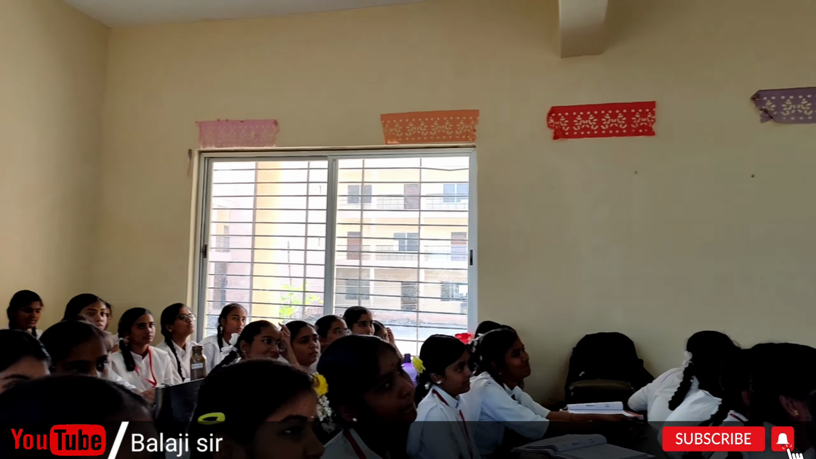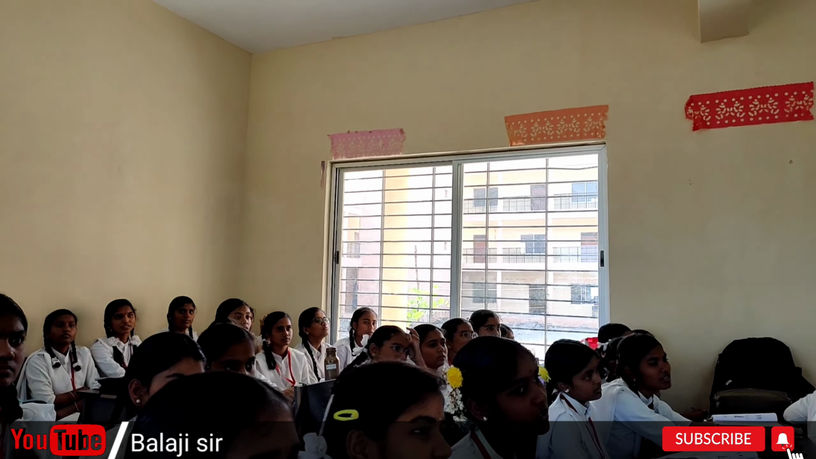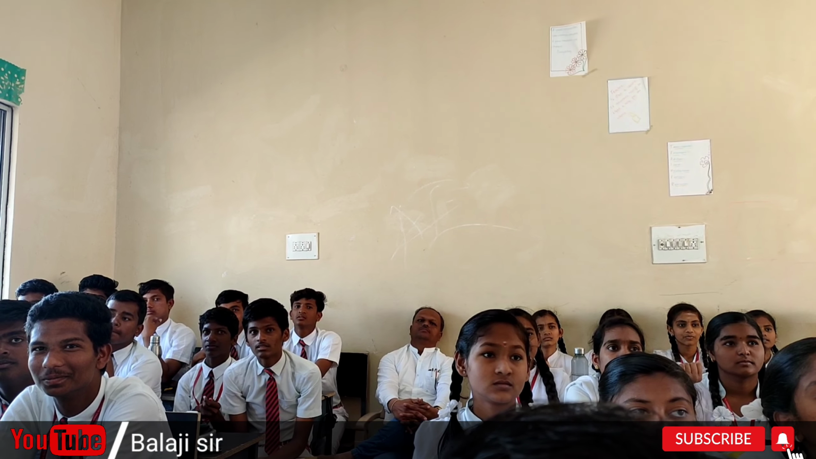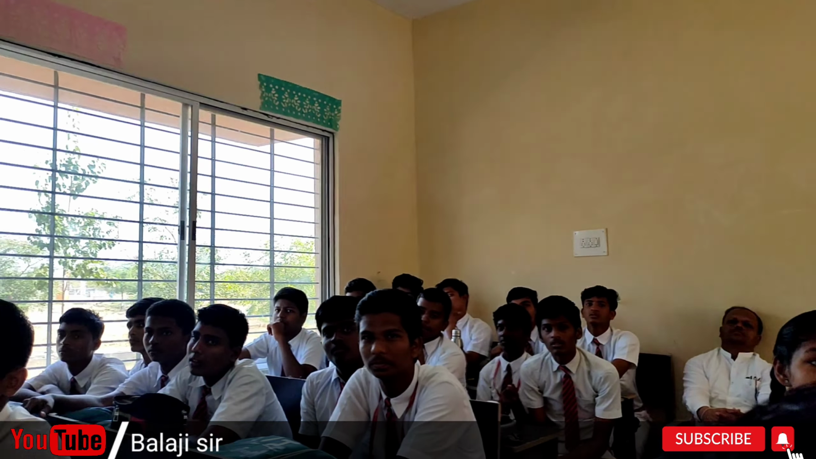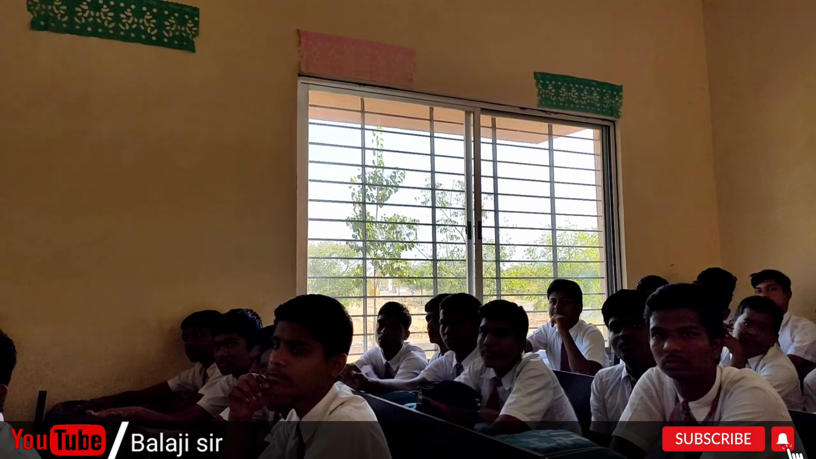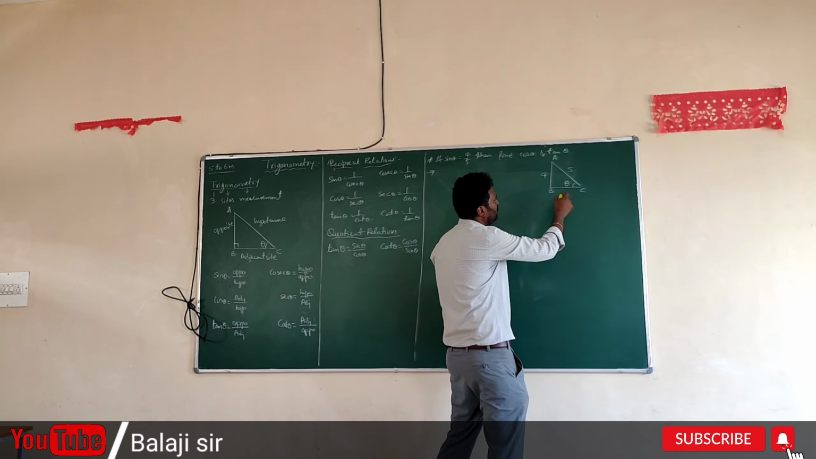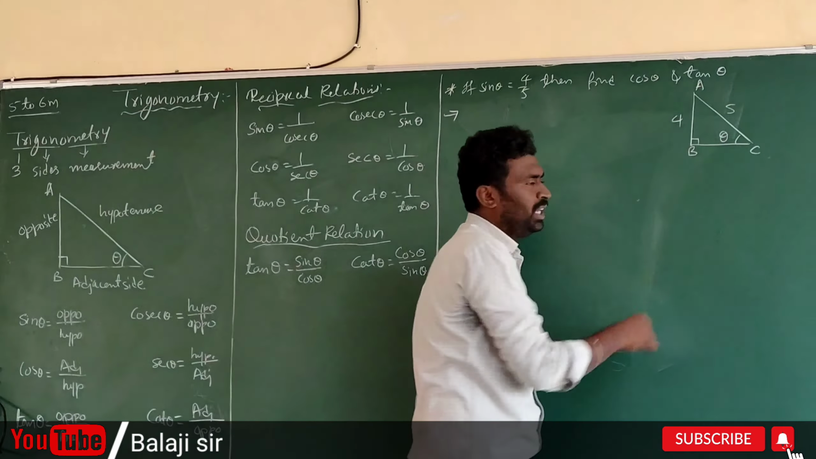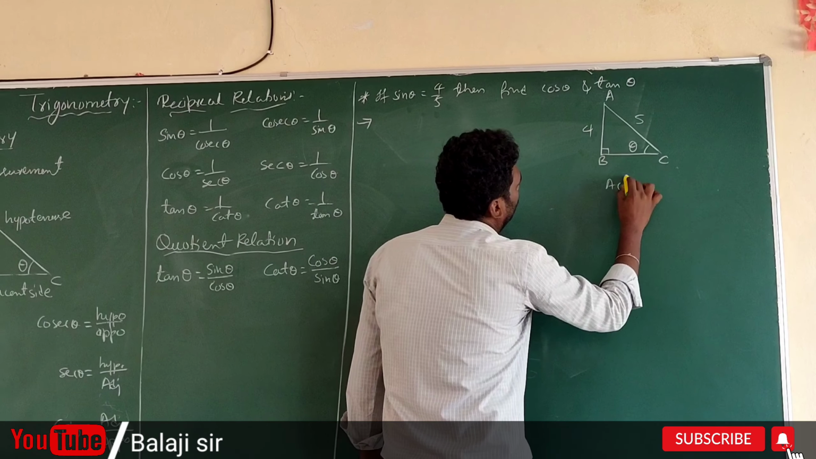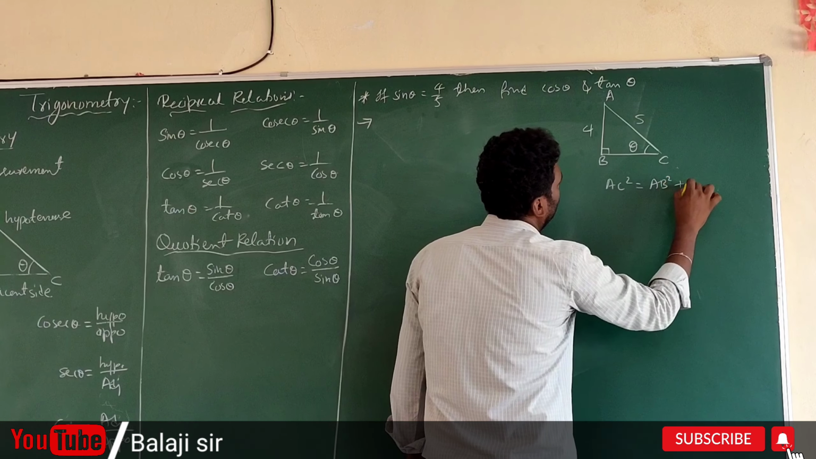Now, to find cos, I need the adjacent, right? How can I find the adjacent? You know that, as I have already told you, among the most influential equations in the world, one is Pythagoras. So we are going to use the Pythagoras theorem. There is no need to tell the statement of the theorem. AC square is equal to AB square plus BC square.